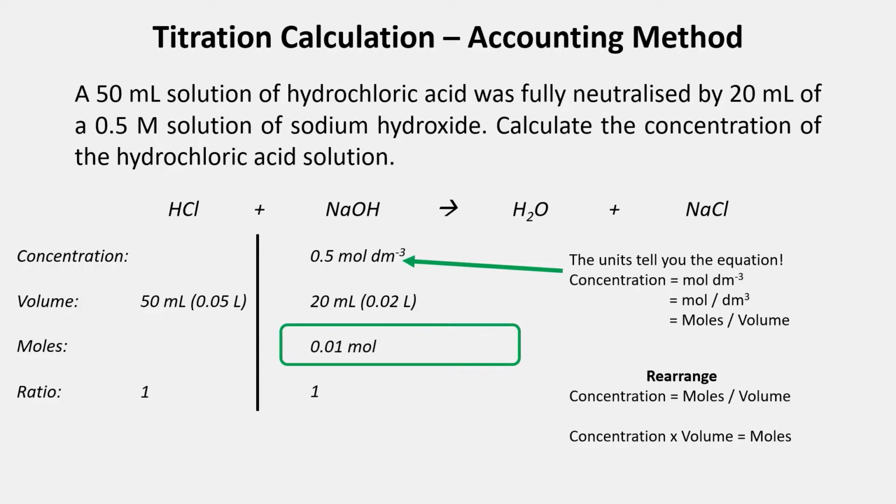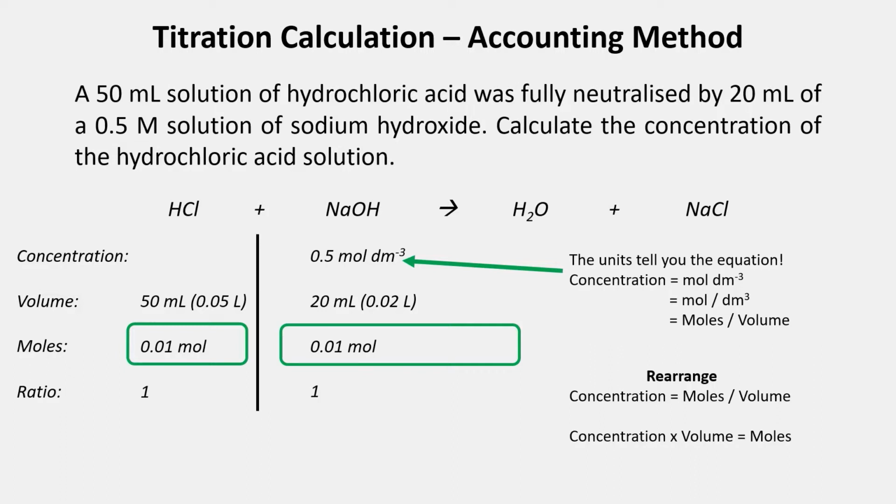So using this equation, we can see that 0.5 moles per decimeter cubed times 0.02 decimeters cubed will give us 0.01 moles. Now we know from the ratio, those bottom numbers, that one mole of sodium hydroxide reacts with one mole of hydrochloric acid. So the number of moles of sodium hydroxide we used equals the number of moles of hydrochloric acid that were there. So we know that there was 0.01 moles of hydrochloric acid in that 50 milliliters of solution. And now you can see that we've only got one thing left to calculate, the concentration of the HCl.